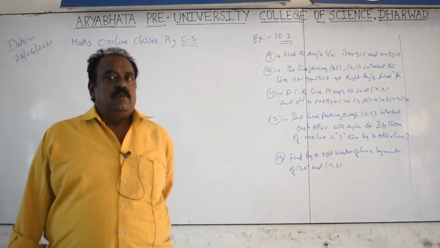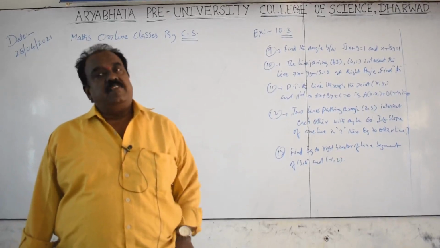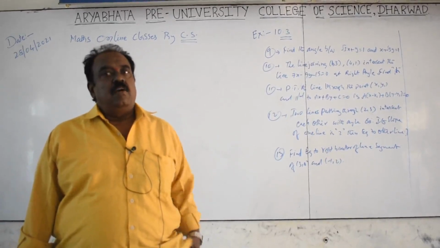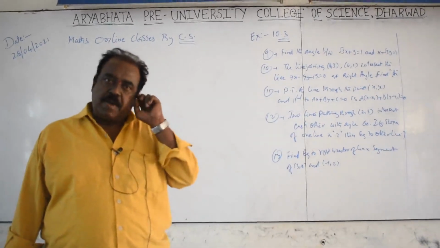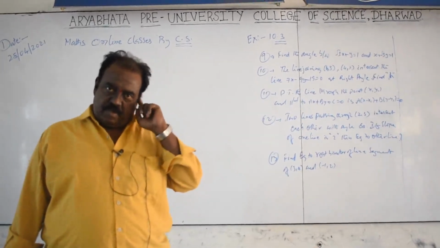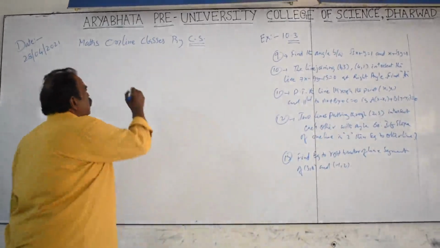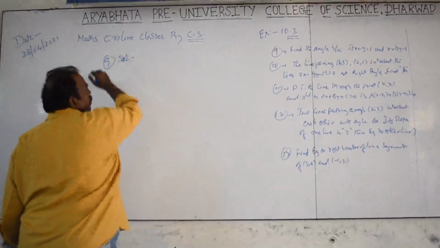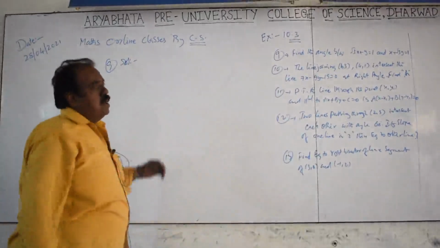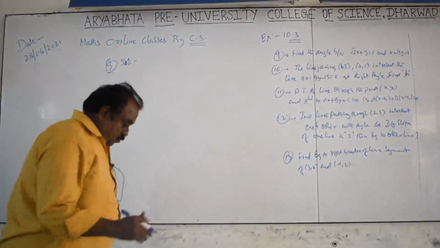Already we solved some problems in exercise 10.3. Now we are going to start the 9th problem. Already 8 problems are solved. Say solution. The 9th one: find the angle between two given lines.